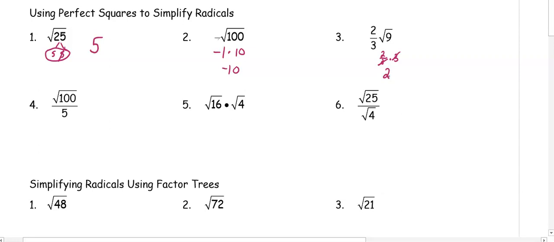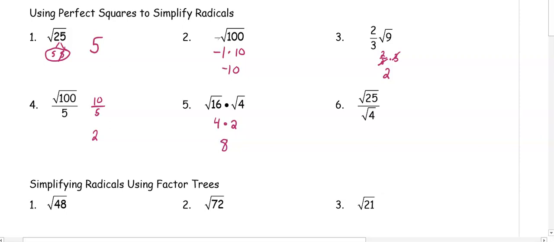In number 4, the square root of 100 is 10. We have a 5 on the bottom. 10 divided by 5 is 2. In number 5, we can do this two ways. We can either multiply this together first or take the square roots. Knowing that these are both perfect squares, I'm going to just take the square root of each of them first. So the square root of 16 is 4. The square root of 4 is 2. And then I can multiply those together. 4 times 2 would bring us to 8.